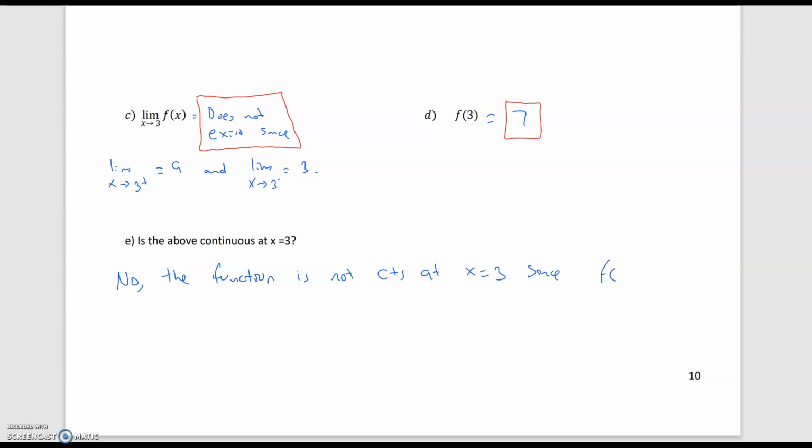Since technically f of 3 is equal to 7, and the limit as x approaches 3 of f of x does not exist.